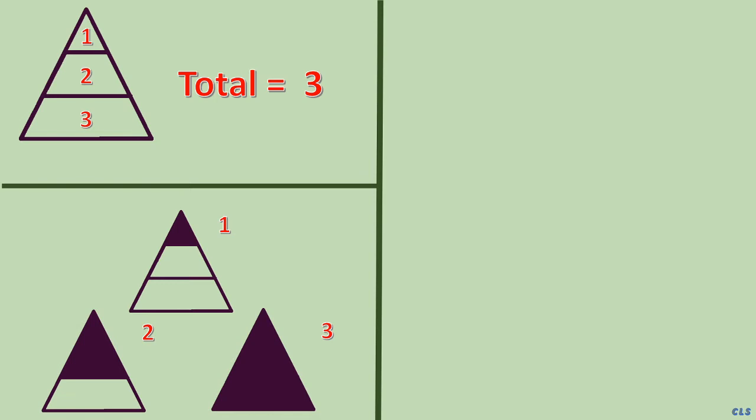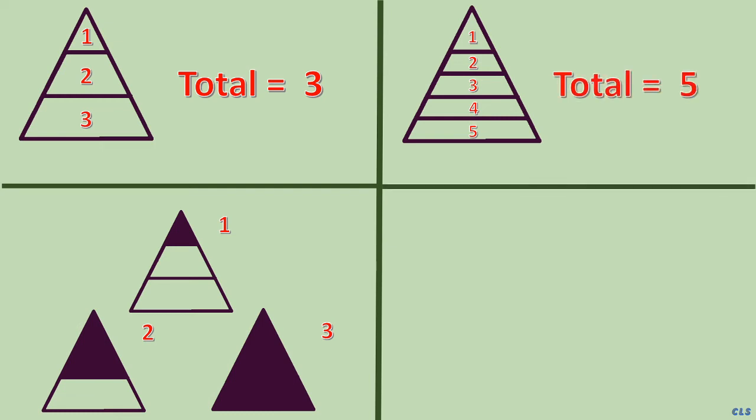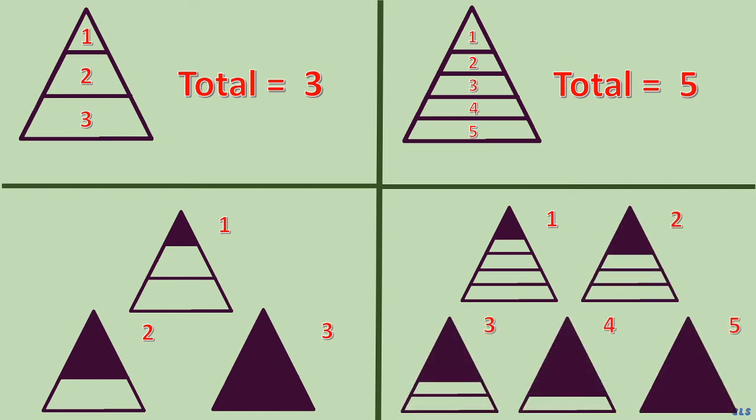Again, in the next similar shape, we have 5 horizontal lines. So our answer is 5. And here we can verify. So it's very simple, you can see. Now we move to the next slide.